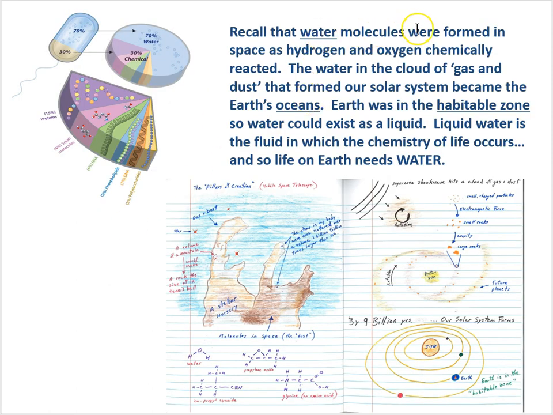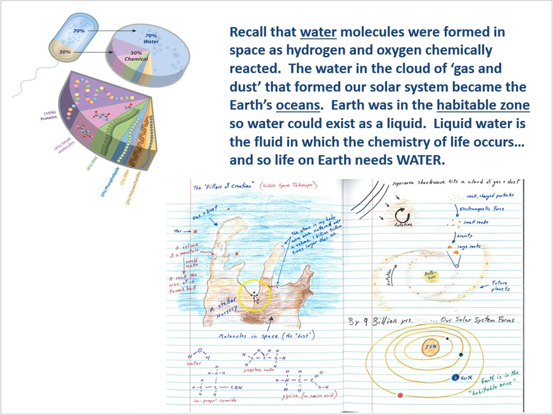You'll recall that water molecules were formed in space as hydrogen and oxygen chemically reacted. The water in the cloud of gas and dust that formed our solar system became the Earth's oceans. Earth was in the habitable zone, so water could exist as a liquid. Liquid water is the fluid in which the chemistry of life occurs, and so life on Earth needs water. And scientists would be interested to learn whether life could occur in any other kind of fluid medium, but we know life requires water here on Earth.